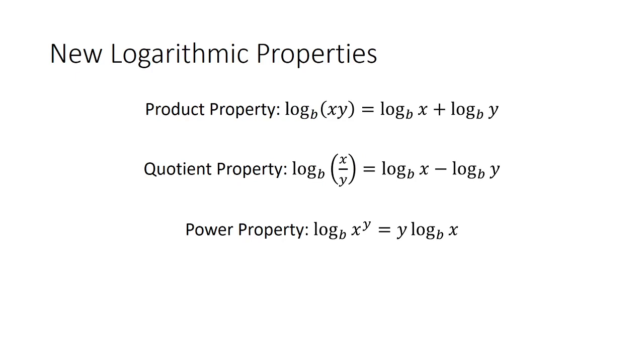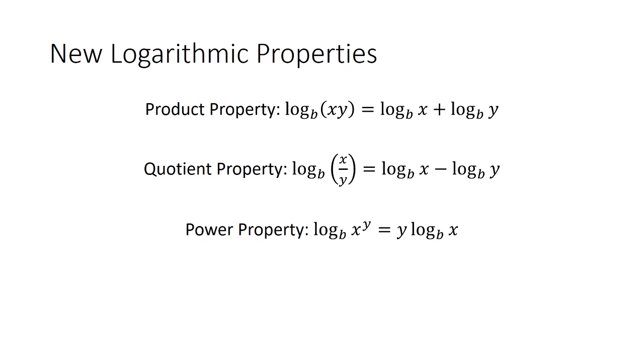We'll take a look at this product property, which says that if we have a log of two numbers or two quantities being multiplied, we can separate that into two separate logs with the same base using addition. The quotient property tells us the same thing, except instead of multiplying two pieces on the inside of a log, we've got a division there, which results in a subtraction when we separate it into two different logs. Both of these are true because logs work like exponents, and these mirror the exponential properties that we're used to seeing.